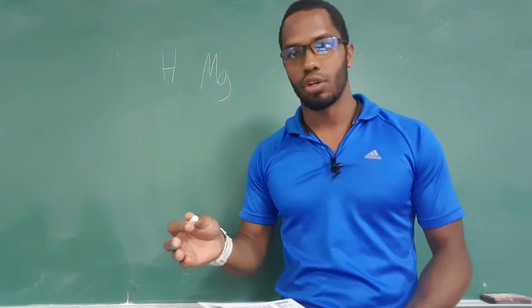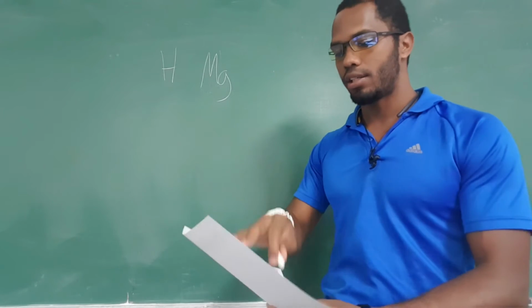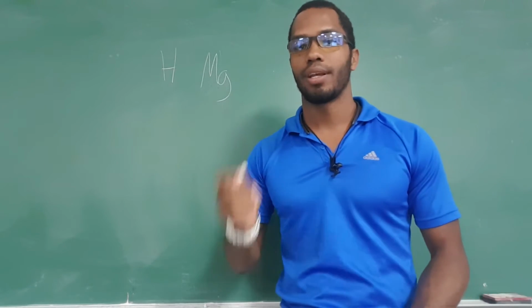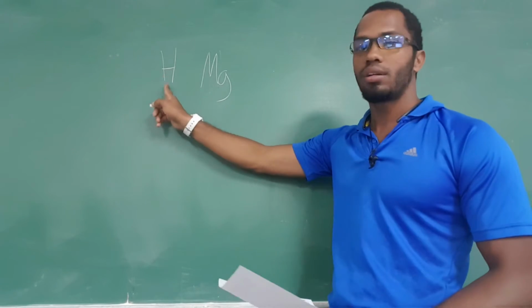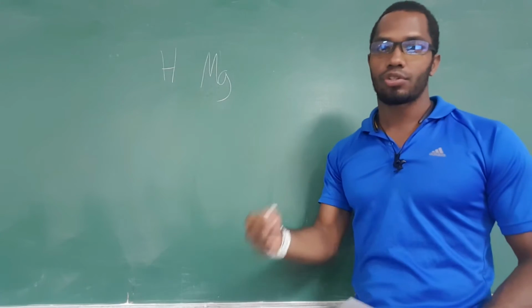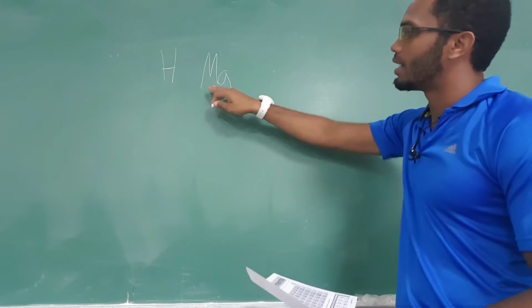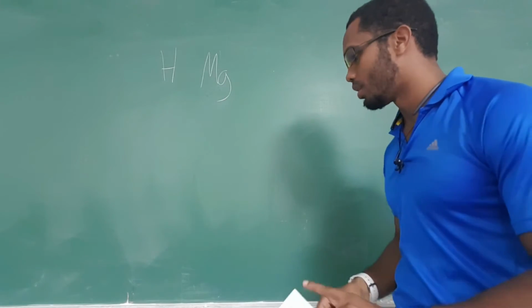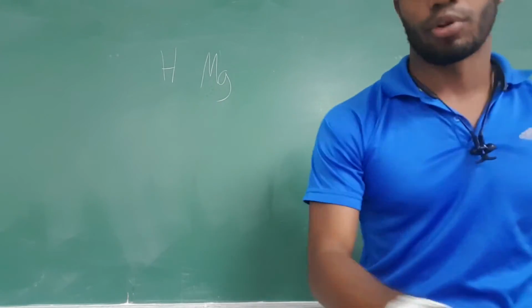So that's important to know first, that the elements are represented by the symbol, and it is either one letter or two. How you know it's two is that one is capital and the other one is lowercase. This is important as we get into chemical formulas.